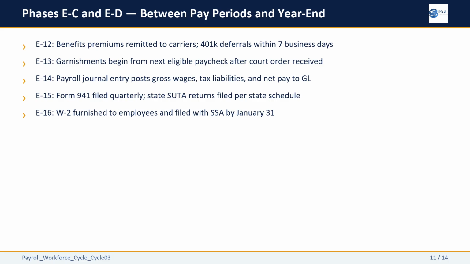Each period a payroll journal entry posts to the general ledger. Quarterly, Form 941 reconciles all wages and tax deposits with the IRS. Annually, W-2s must be furnished to employees and filed with Social Security by January 31.